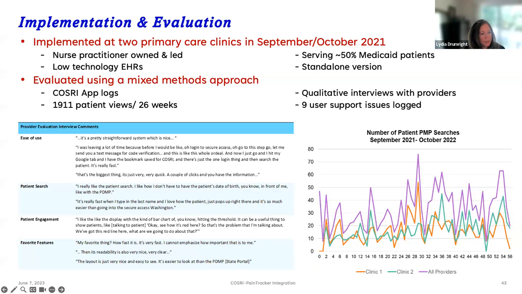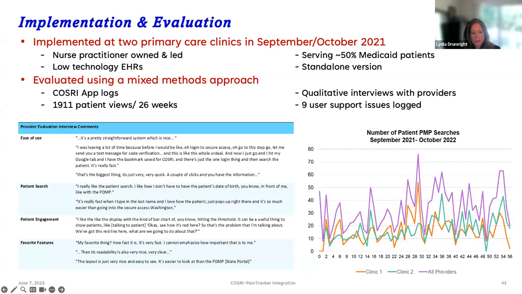We did qualitative interviews. And within the time period that I'm showing here, which is 26 weeks of evaluation, I've got 52 weeks of evaluation at the bottom, but for 26 weeks, they had nearly 2,000 patient views and only 9 user support issues logged.